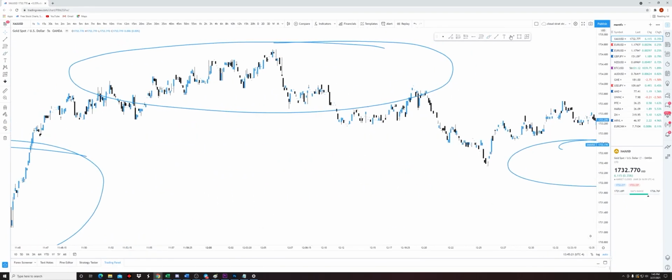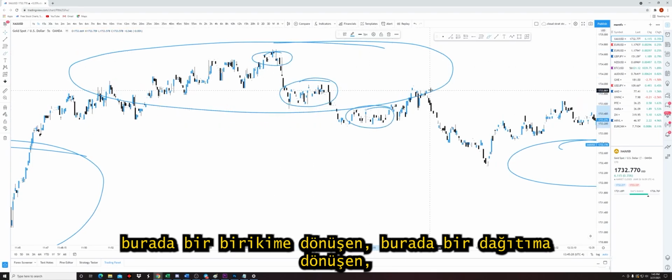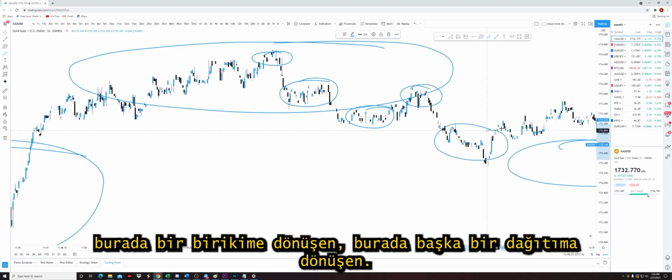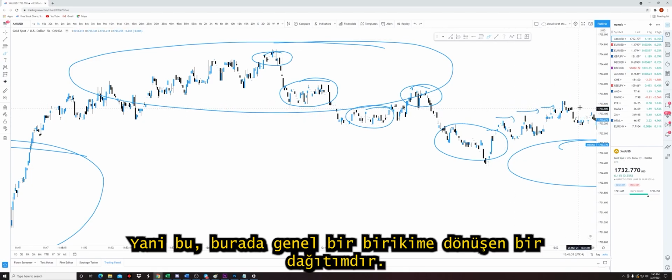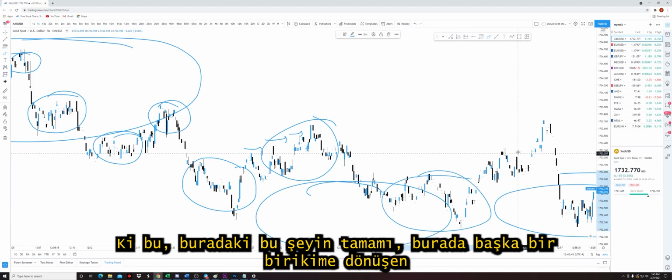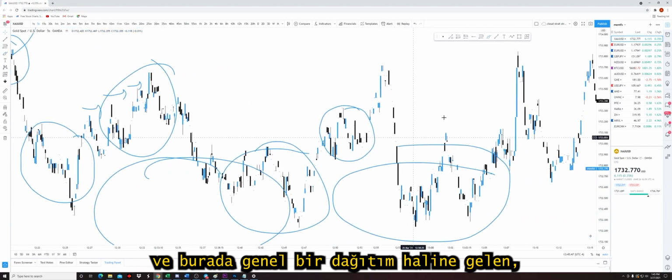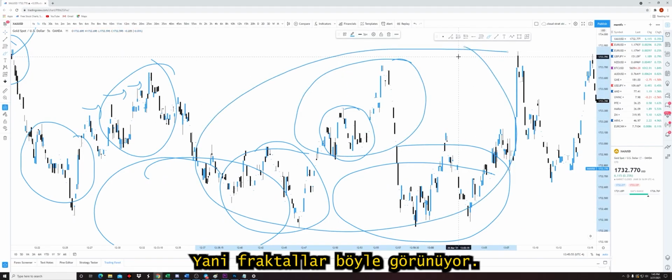to see, right? Within there's also a distribution here, into another distribution here, into an accumulation here, into a distribution here, into an accumulation here, into another distribution here, right? So all we're looking at is highs, highs, highs, liquidated, breakdown, right? So that's distribution into an overall accumulation in here, which is kind of this whole thing, into another accumulation in here, into what became an overall distribution in here, which became an overall accumulation right here. Okay, so this is what fractals look like.